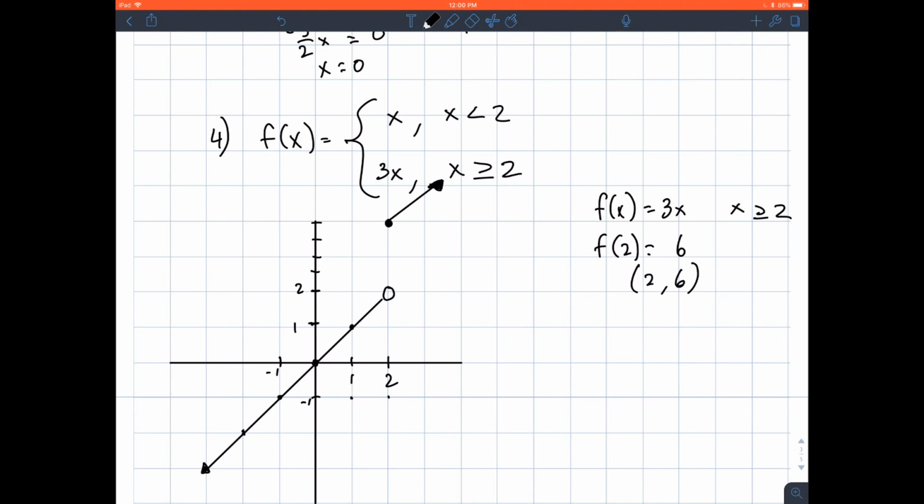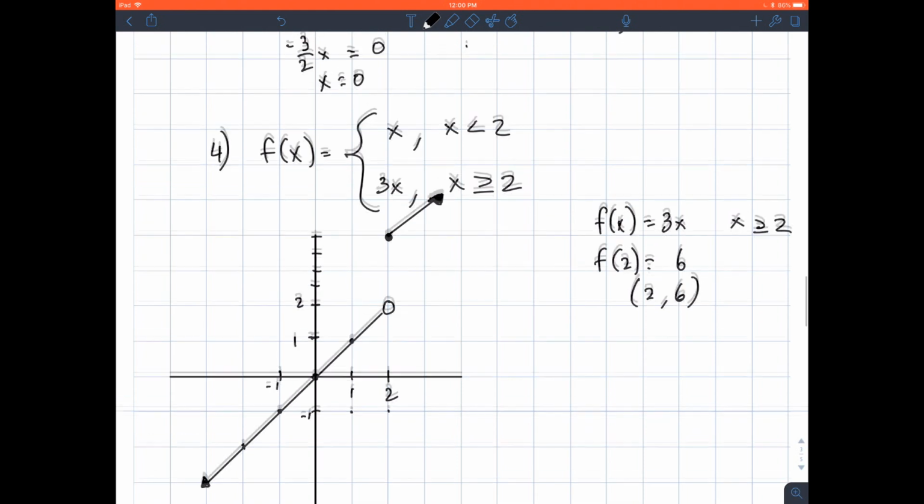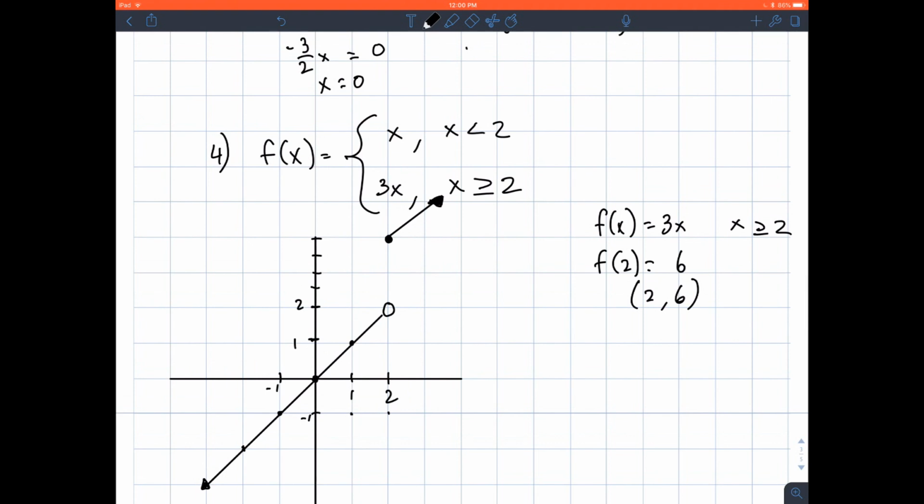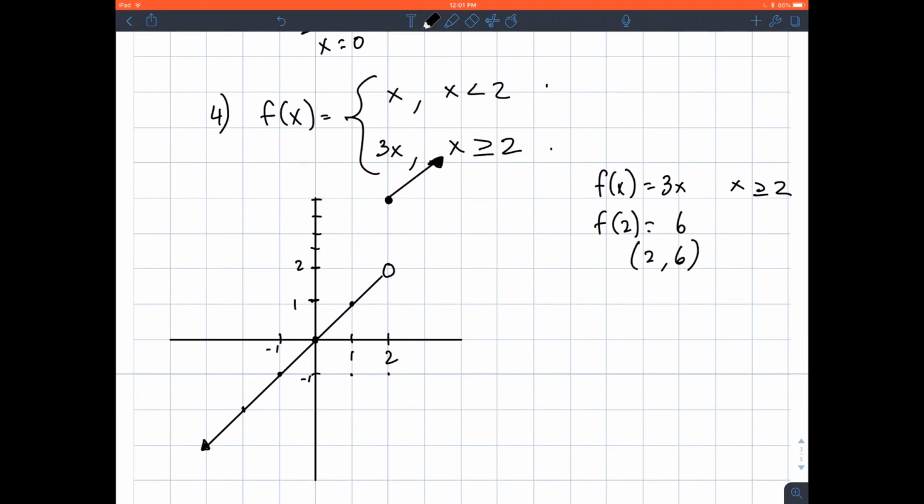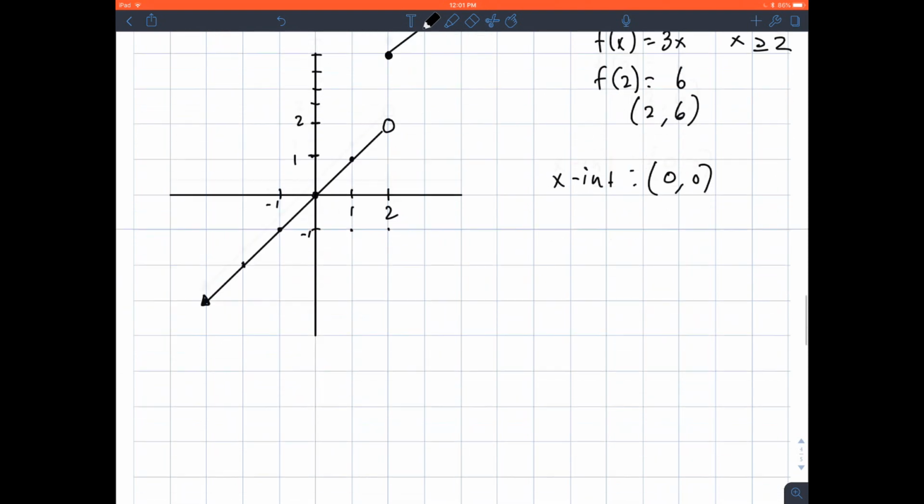There we go. So we don't need to state the domain, because the domain is already given. The x-intercept. Do we even have an intercept? Yeah, we have (0, 0). No y-intercepts. No asymptotes, so we're done. Moving on.